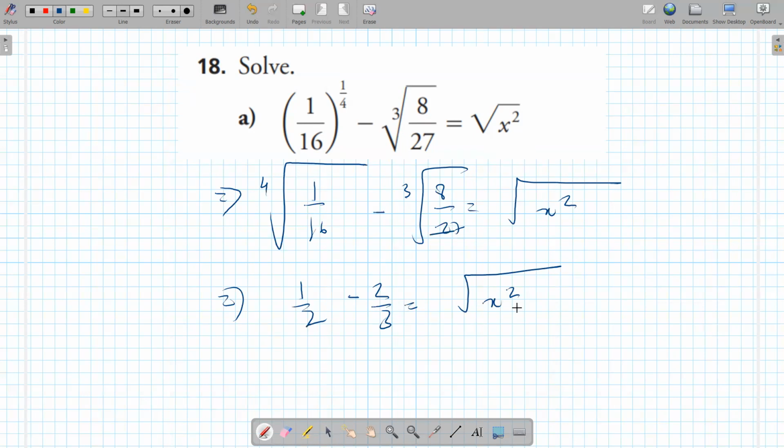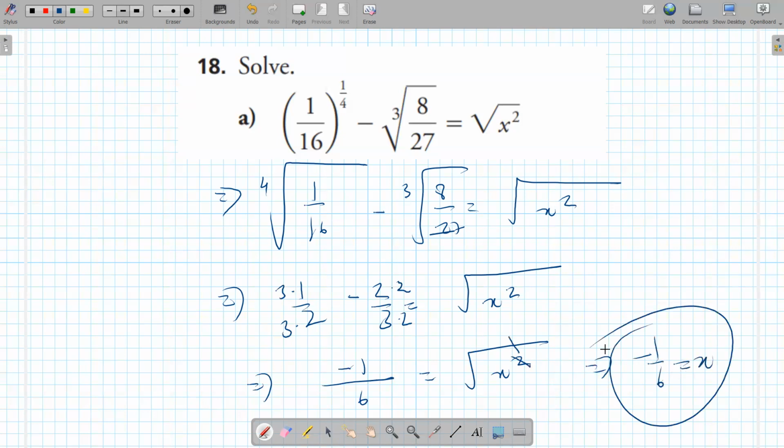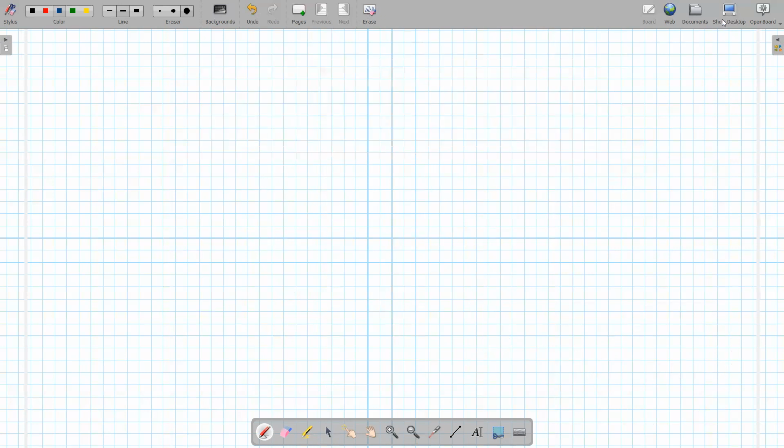How do you simplify 1 over 2 minus 2 over 3? You find the common denominator. That's 6, so you multiply this by 3. We're not going to do much of this, but you find the LCD, you get 6, you get 3 minus 4, which is negative 1 over 6, equals the square root of x squared. What's the square root of x squared? X. So this cancels out, therefore the final answer is negative 1 over 6 equals x, and we're done. So not that complicated.